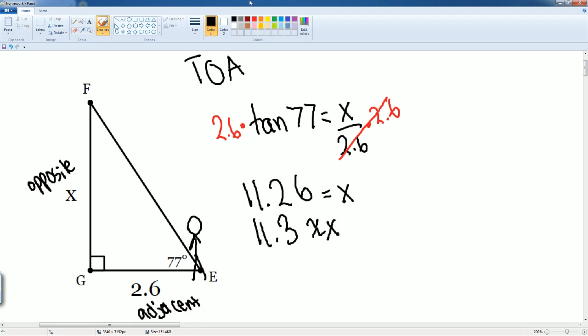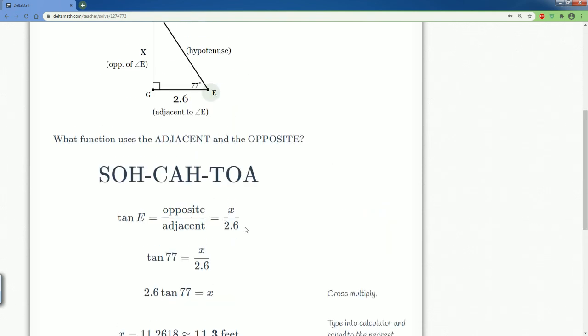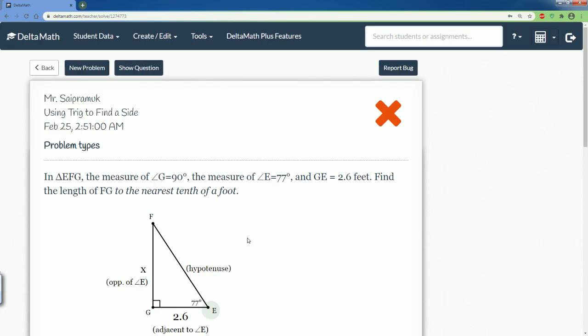Okay, but the answer was still the same. We did it correctly. We just messed up the rounding. So here they want to make sure it's to the nearest tenth of the foot. So it's 0.26. That's why it becomes 11.3. All right. Again, it's okay for us to make mistakes as long as we're learning. Let's do another problem.